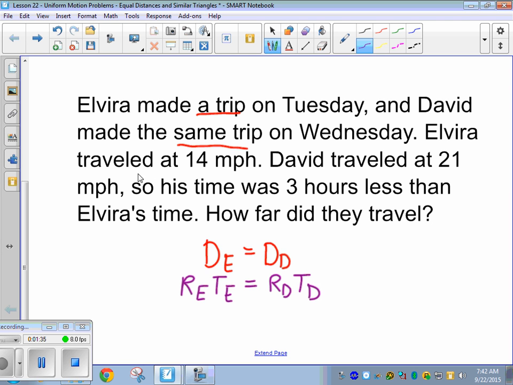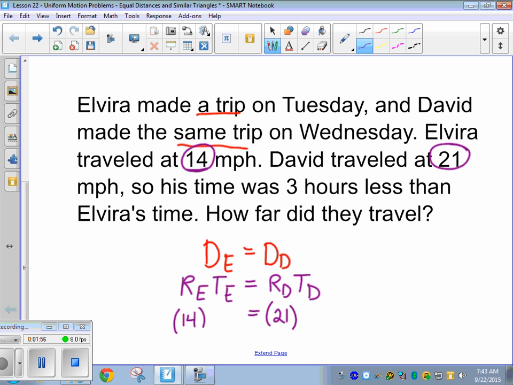So we've got Elvira traveled at 14 miles per hour, so that would be rate Elvira. So I'm going to plug a 14 in for rate Elvira. David traveled at 21 miles per hour, so David's rate is 21. We're going to set these equal. And then we have the time formula.